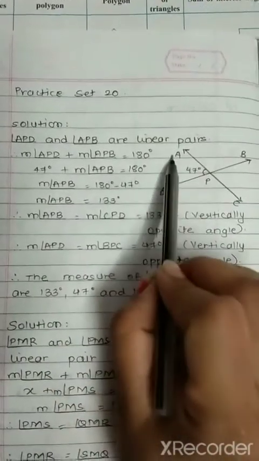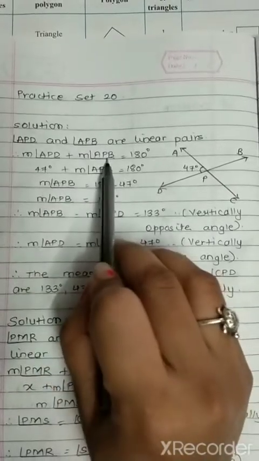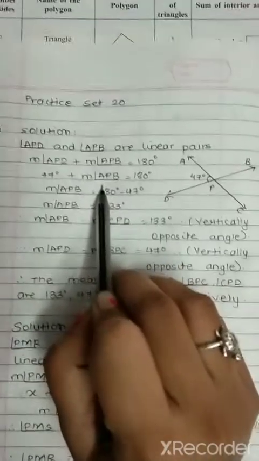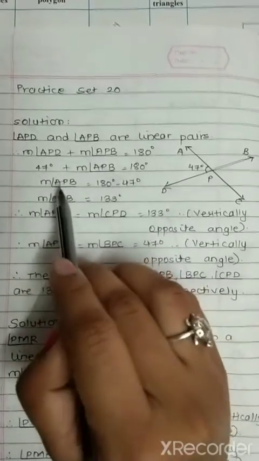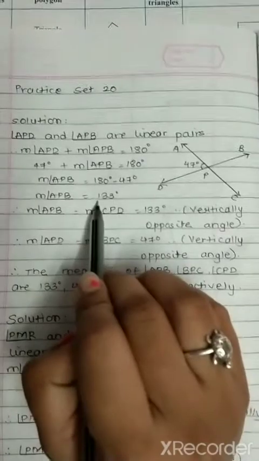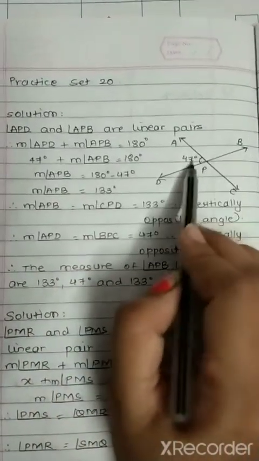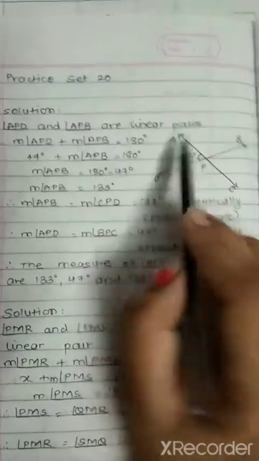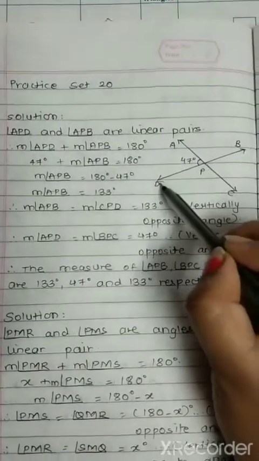Amongst these two angles, the measure of APD is given to us, that is 47. We can simply find out the value of APB by subtracting 47 from 180. So measure of angle APB will be 180 minus 47, which is 133. We got the value for APB.